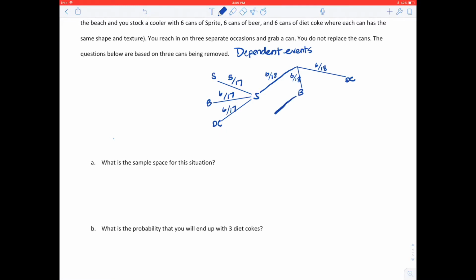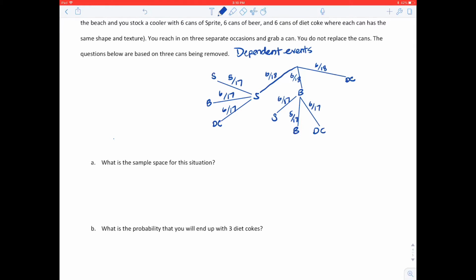All right, let's now look at the beer, right? So with the beer, you could get a Sprite, another beer, or a Diet Coke. Out of 17, since you didn't draw a Sprite, you did draw a beer the last time, so this would be 5 out of 17. And as far as the Diet Coke goes, you'd still have 6 out of 17.